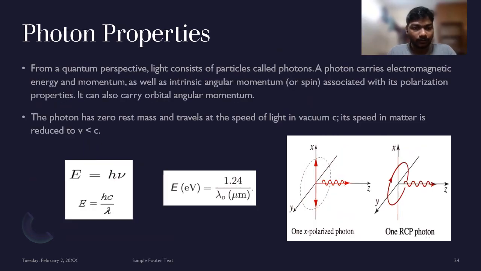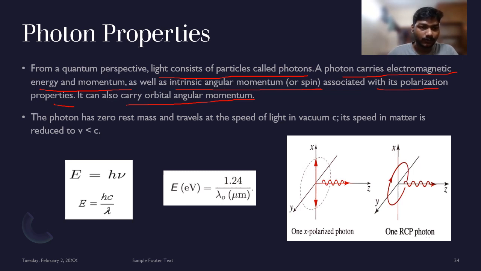From the quantum perspective, light consists of particles called photons. A photon carries electromagnetic energy and momentum, so this point is important, as well as its intrinsic angular momentum known as spin, associated with its polarization properties, and it can also carry orbital angular momentum. So everything in the quantum perspective is described by these photons: the energy, the momentum, the spin, the polarization properties, and the orbital angular momentum. Everything is quantified by these photons.